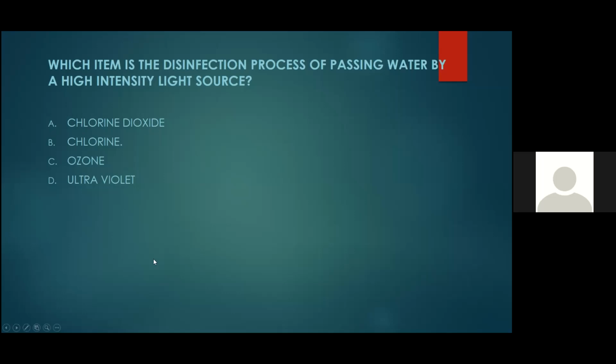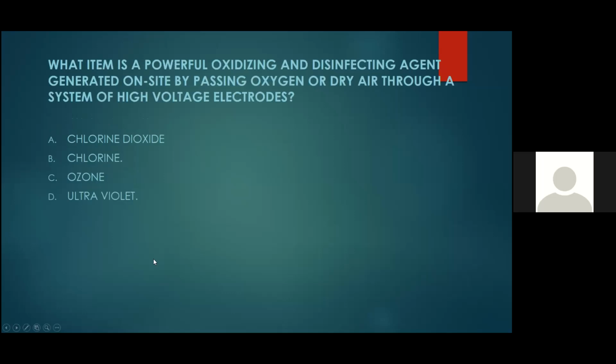How about this one? This item is a powerful oxidizing and disinfecting agent generated on site by passing oxygen or dry air through a system of high voltage electrons. What do you think this one is? Ozone.